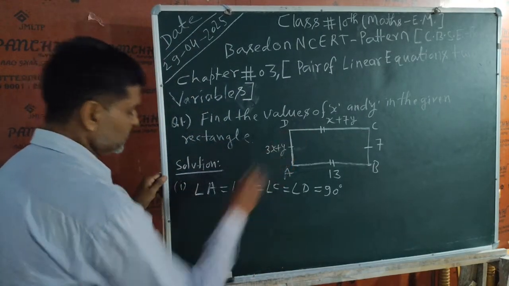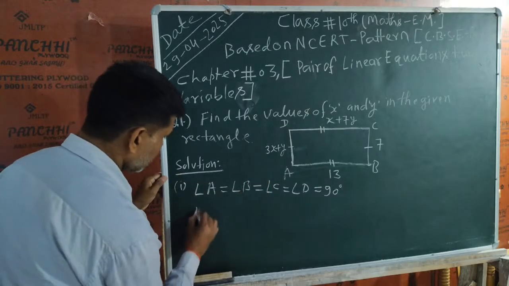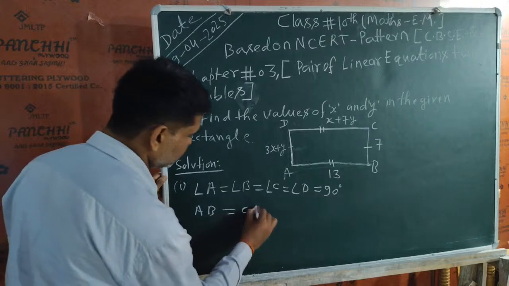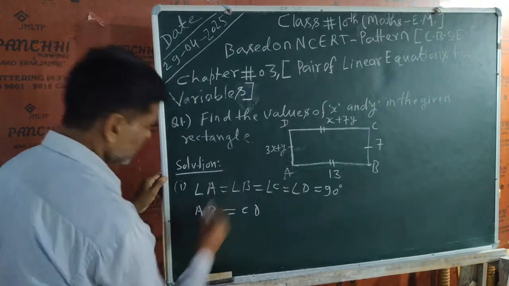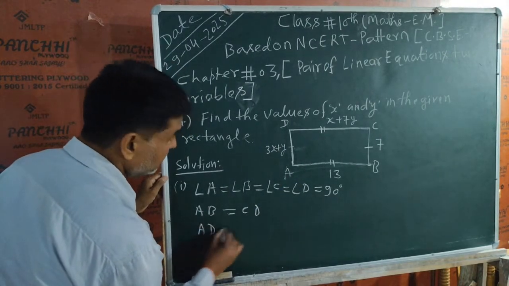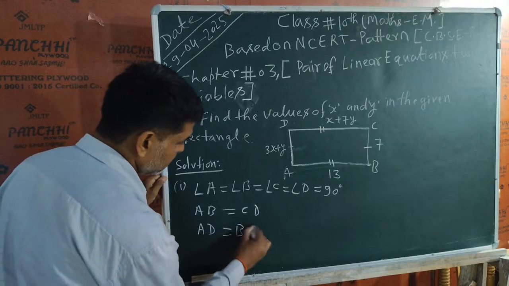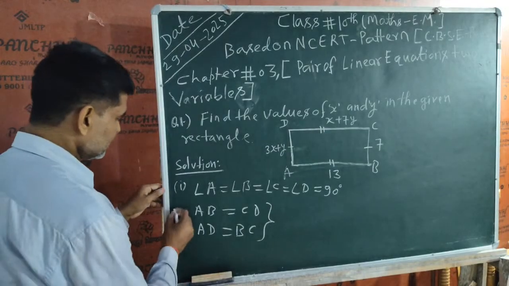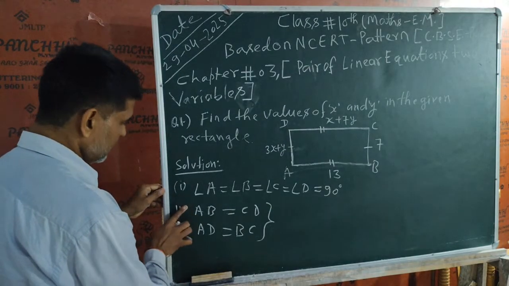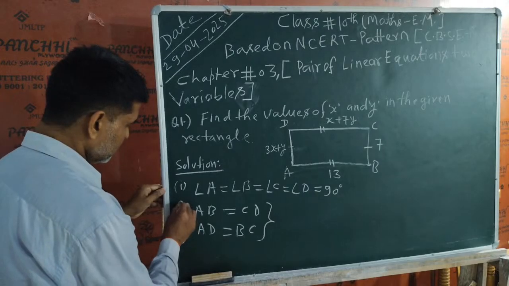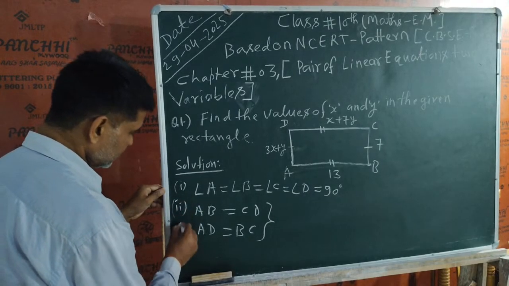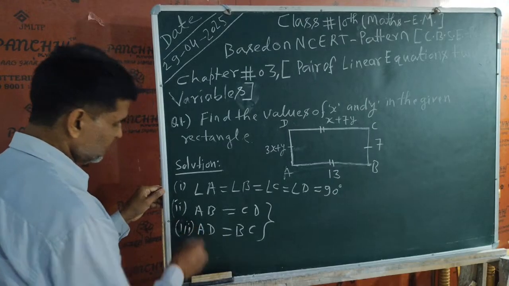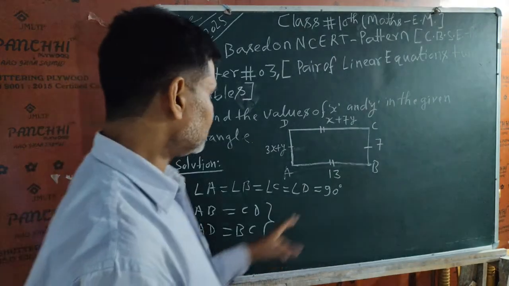And now the opposite sides: side AB is equal to side CD, and side AD is equal to side BC. So this condition is also agreed. This is condition number 1, this is condition number 2, and this is condition number 3. If all these 3 conditions exist, I will say that it is a rectangle.